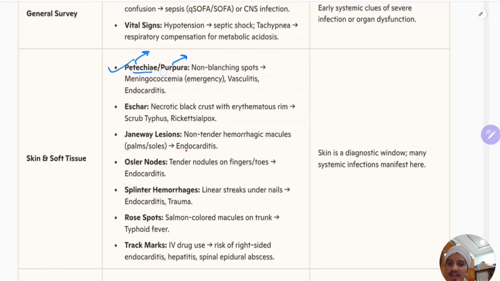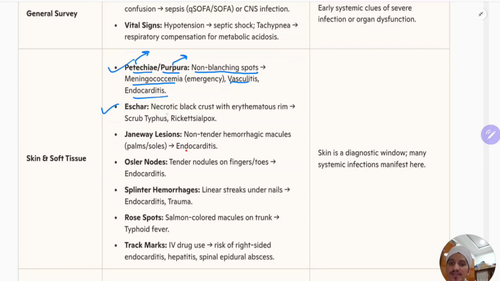So petechiae and purpura, how do you differentiate them from rash? These will not blanch when you press the skin, but other rashes will blanch when you press the skin. That's how you differentiate petechiae and purpura from other rash. So these are non-blanching spots. These point toward meningococcemia, which is an emergency. Sepsis state, vasculitis, endocarditis. That is a very important emergency, petechiae and purpura.